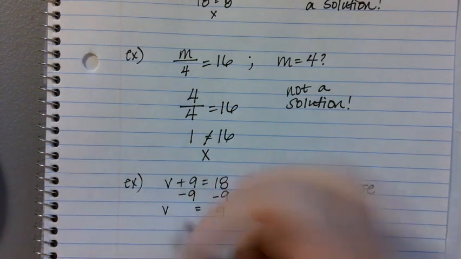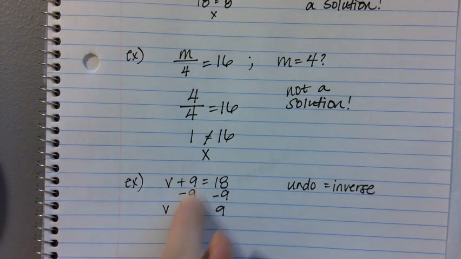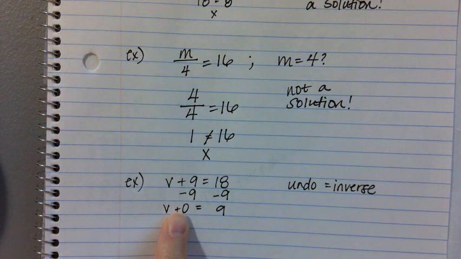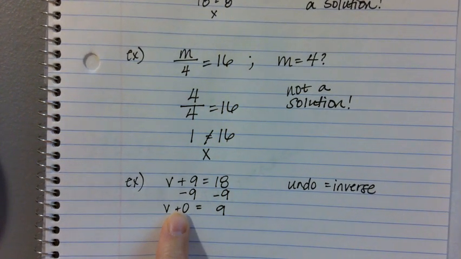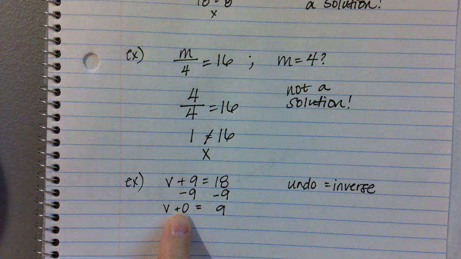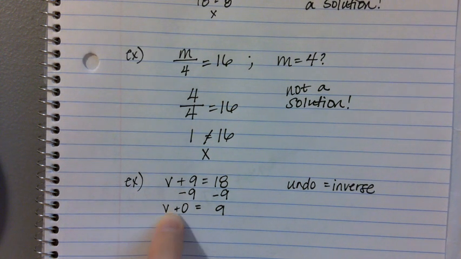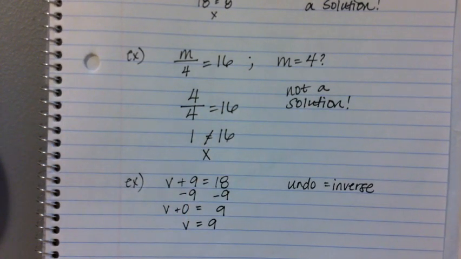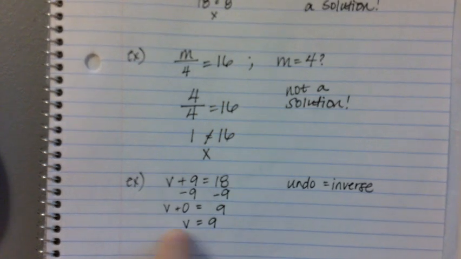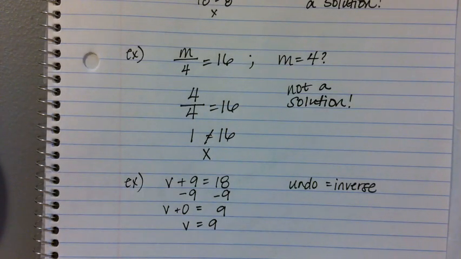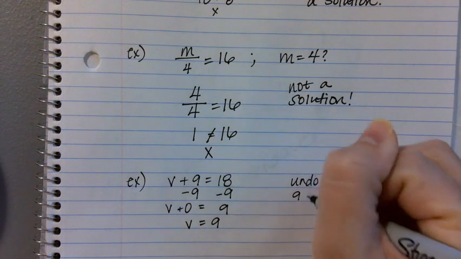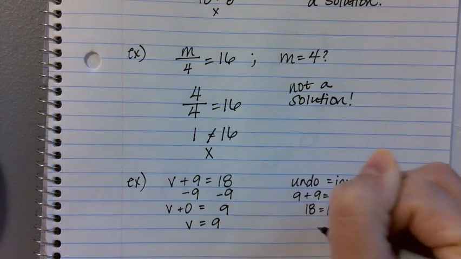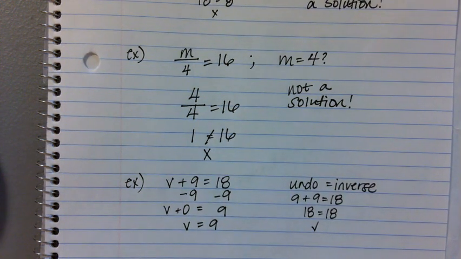I could record my work and say if I'm at 9 and I take away 9, I end up at 0. That is not necessary, okay? 0 does not change the value of anything, right? Our additive property tells us that adding 0 does not change the value of v. So I could just say v equals 9, okay? Last step that we want to do is just plug 9 back in to make sure that 9 is a solution. So 9 plus 9 equals 18. 18 equals 18. That is a balanced equation, so I'm good to go.